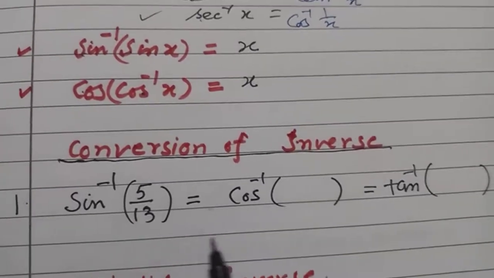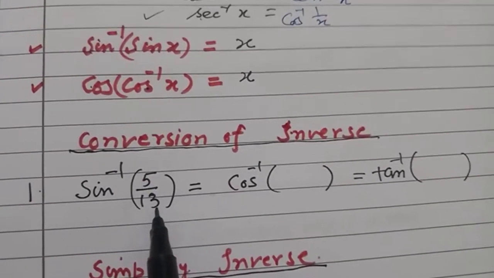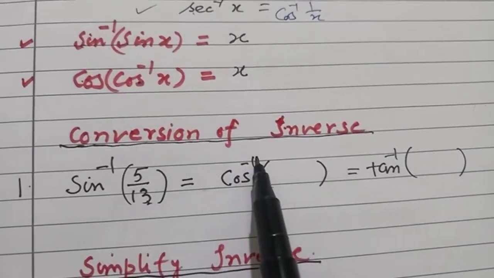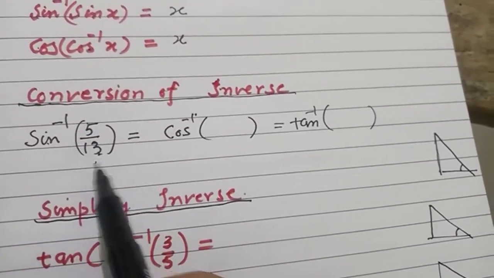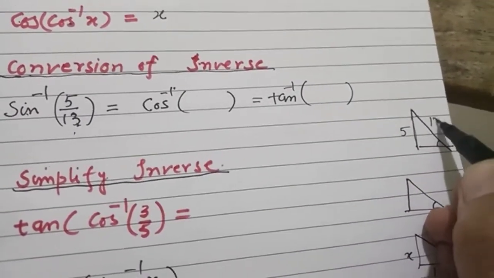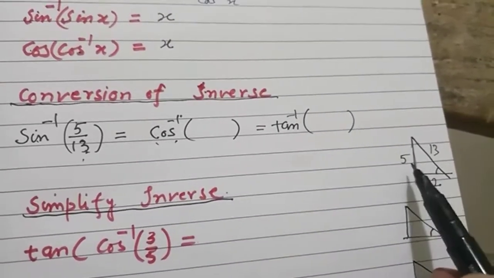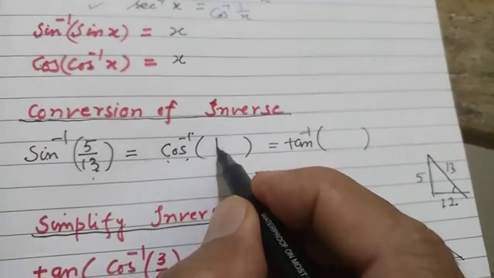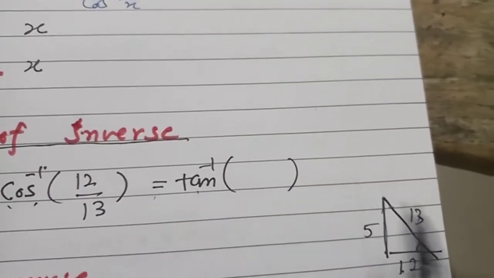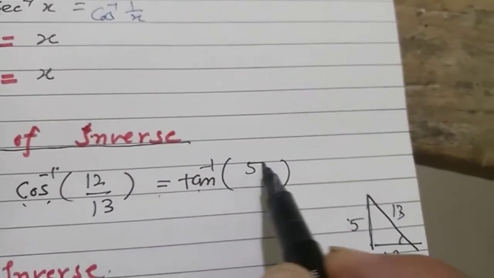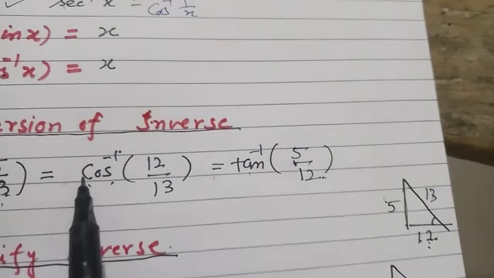Next our topic is the conversion of inverses. Like sin inverse 5 by 13 is given, but I want to convert it into cos inverse. So a right triangle is the better option for me. What is sine? Perpendicular upon hypotenuse. So this is 5 by 13, and that's 12. What is cos? It is base upon hypotenuse, so it's going to be 12 by 13. And if you want to convert into tan inverse, what is tan? Perpendicular upon base, so it is 5 by 12. So with the help of a right angle triangle we can convert inverses.